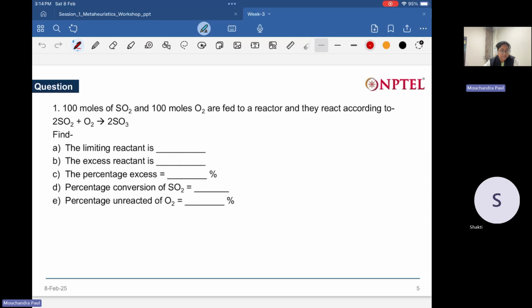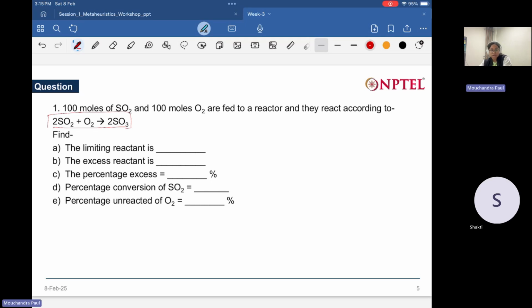So the problem states that there are 100 moles of SO2 and 100 moles of O2 that are being fed to a reactor, and they react according to this chemical reaction. First, we have to find the limiting reactant in this reaction. What is the excess reactant? Then also we have to find the percentage excess, percentage conversion of SO2, and percentage unreacted of O2.